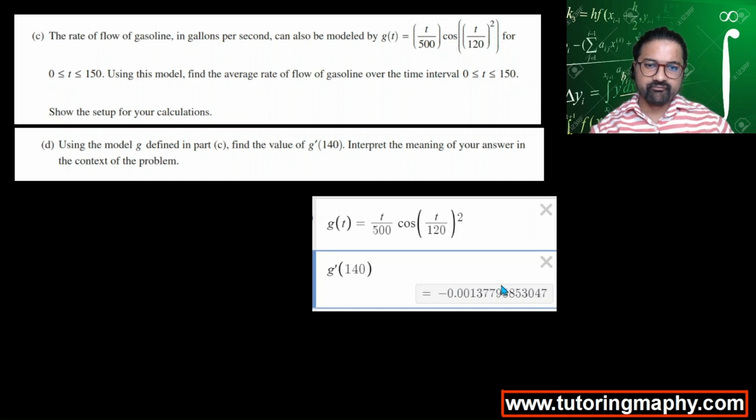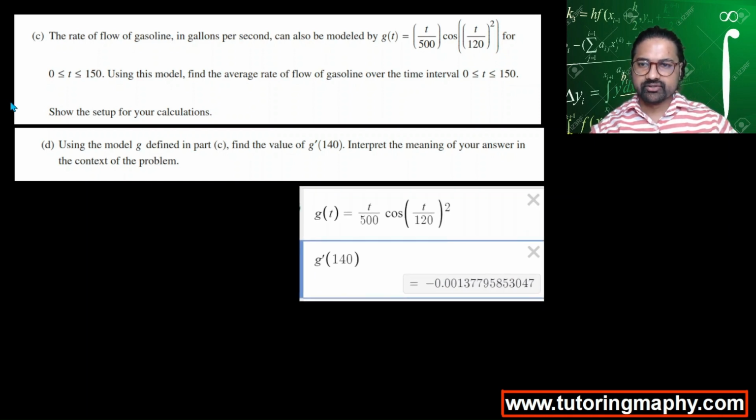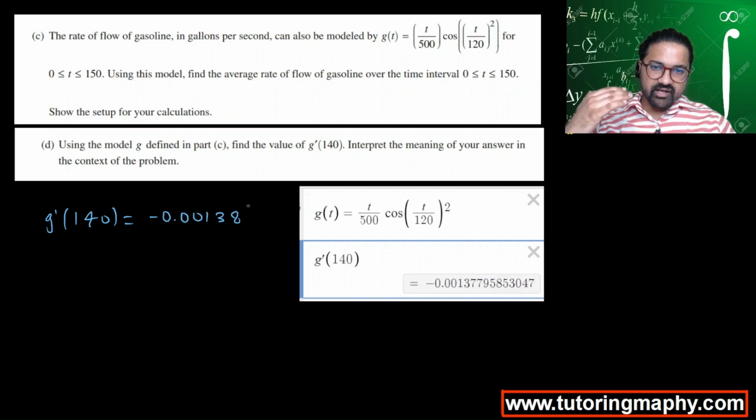G prime 140 is what we have here. So the value of G prime 140 is going to be negative 0.00138. What is the unit of it? Remember that we are finding the derivative of something which was already giving a change. So it was gallon per second, and we are again finding a derivative with respect to time. So it will be gallon per second square.